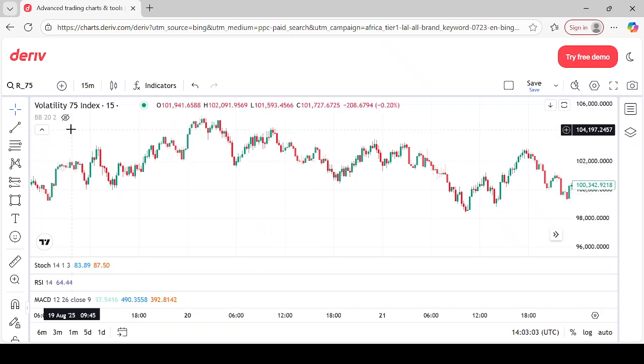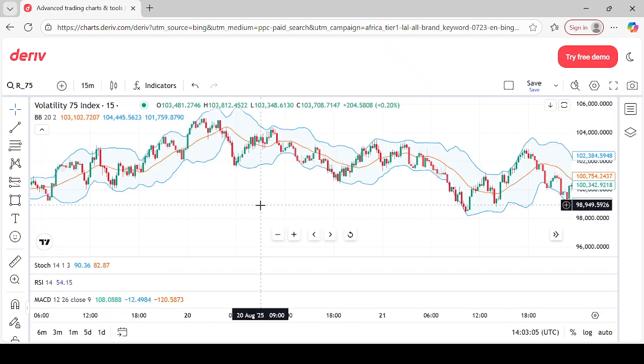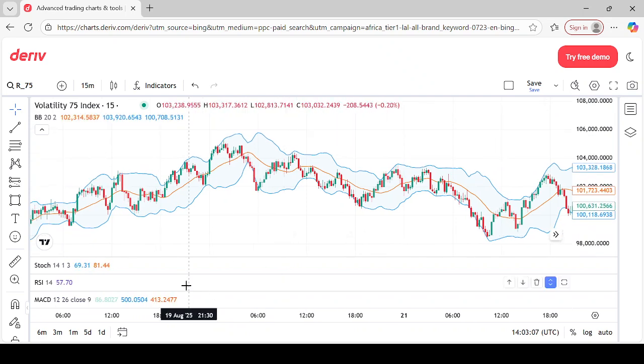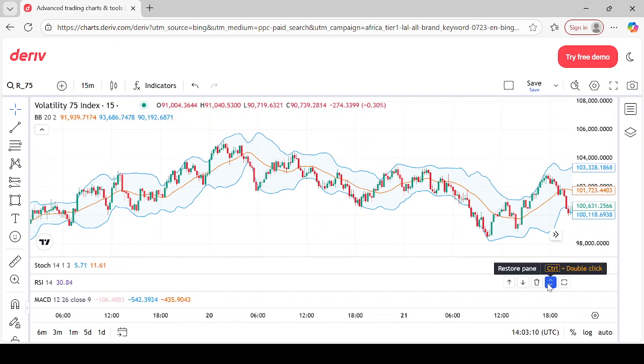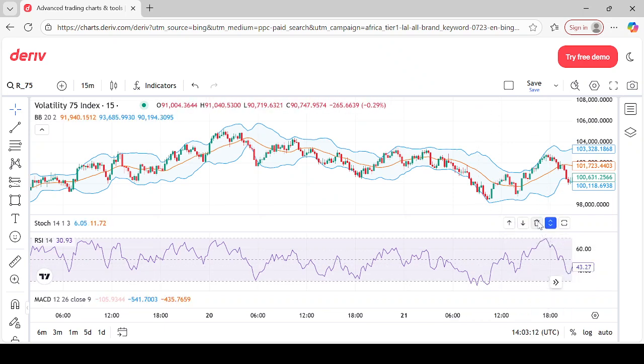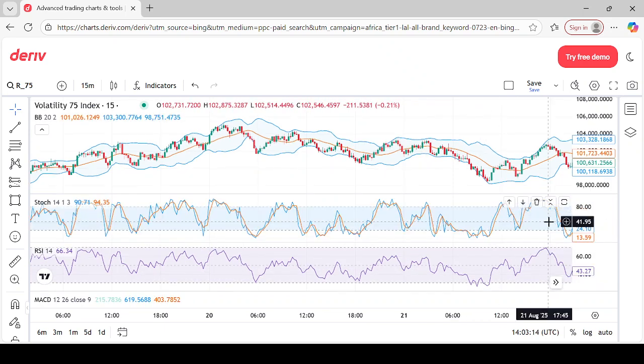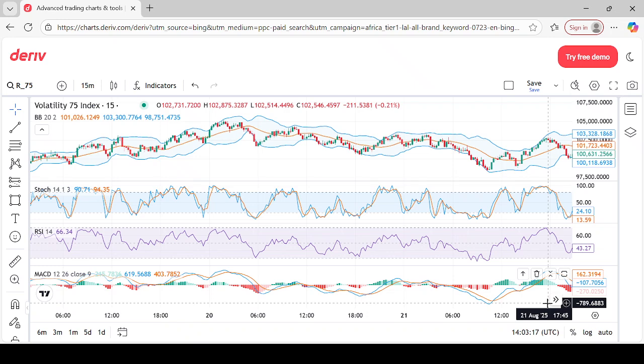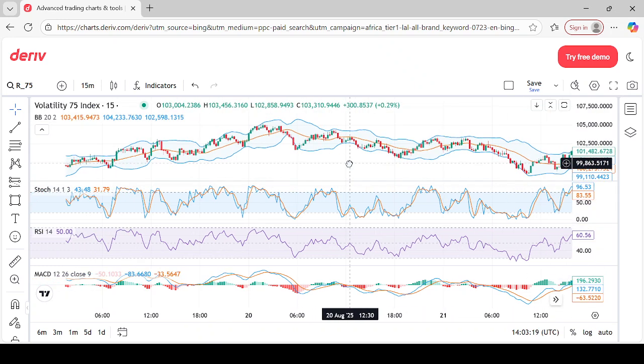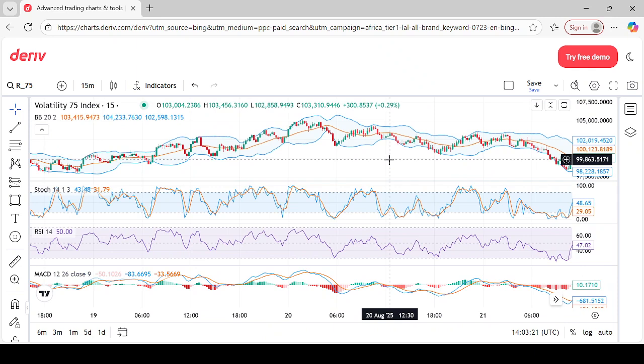Apply indicators such as the Bollinger Band. We also apply our RSI indicator, our stochastic oscillator, and our MACD. These are the major indicators we will be using for this strategy. Now, each indicator serves its own specific purpose. The Bollinger Band measures the volatility, the RSI highlights market exhaustion, the stochastic oscillator tracks momentum, while the MACD confirms the direction.